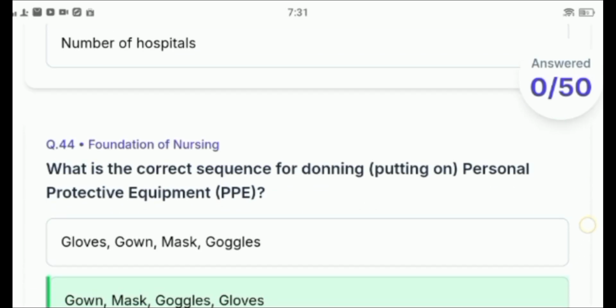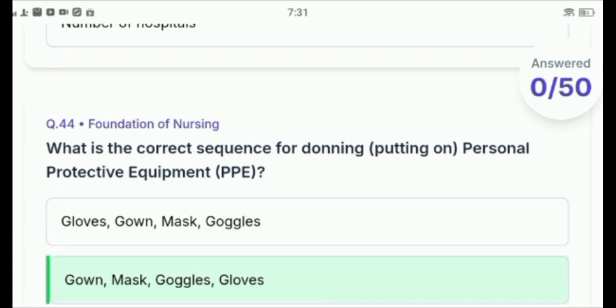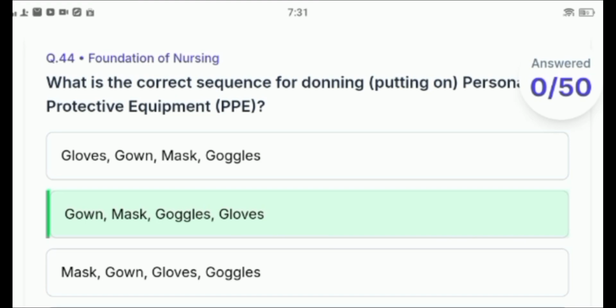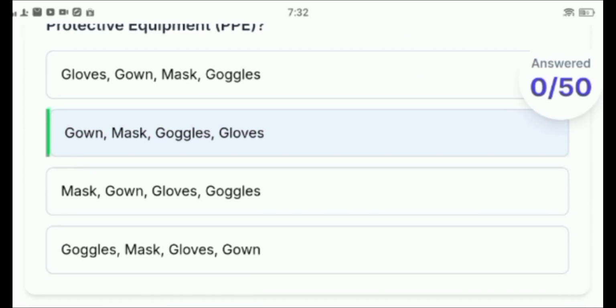44. Foundation of nursing. What is the correct sequence for donning personal protective equipment, PPE? A. Gloves, gown, mask, goggles. B. Gown, mask, goggles, gloves. C. Mask, gown, gloves, and goggles. And D. Goggles, mask, gloves, gown. So the correct answer is B.